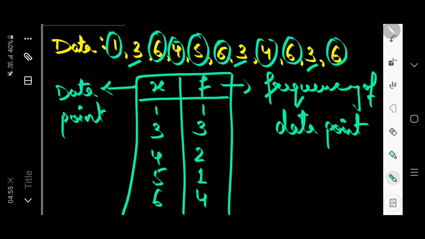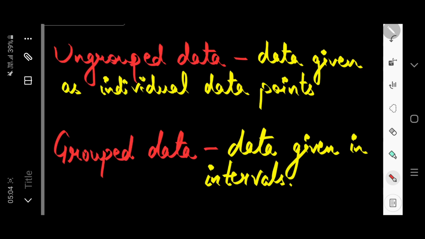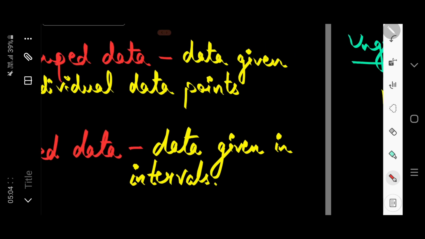Now we will talk about the data in ungrouped or grouped form. So we have ungrouped data and grouped data. The ungrouped data is data given as individual data points, and grouped data is data given in intervals. Let's see with the examples.